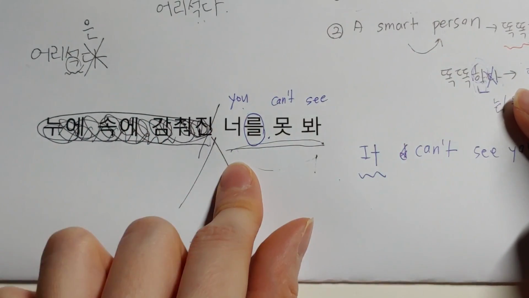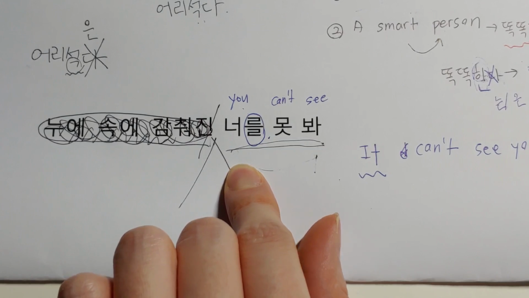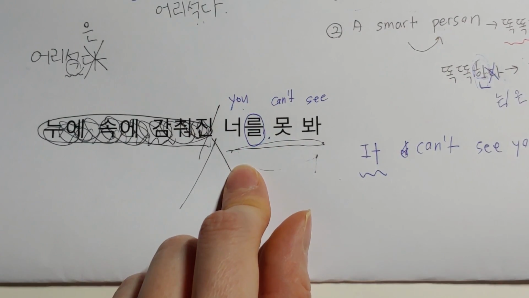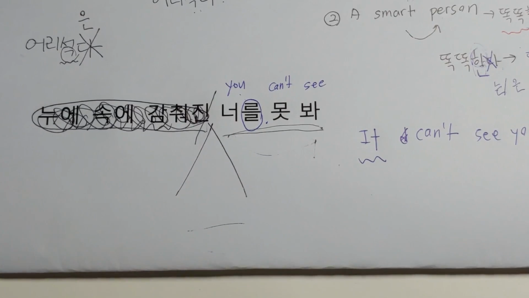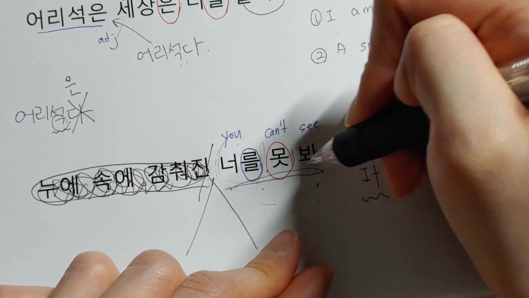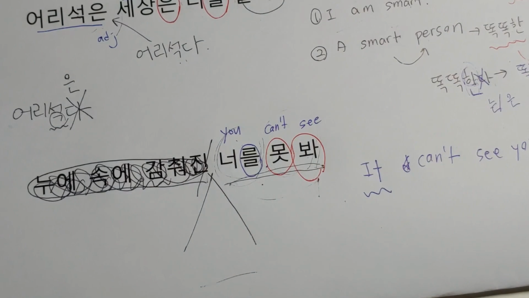So this sentence is also one example where the subject is removed, but the object still remains, because the object isn't obvious unless you indicate it. And 못 봐 means can't see. So here's where we learn how to negate the verb.